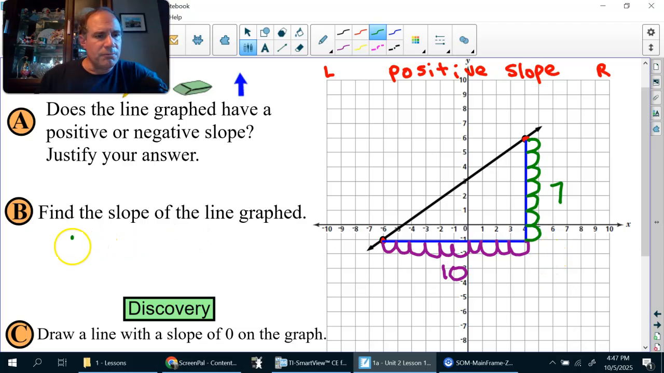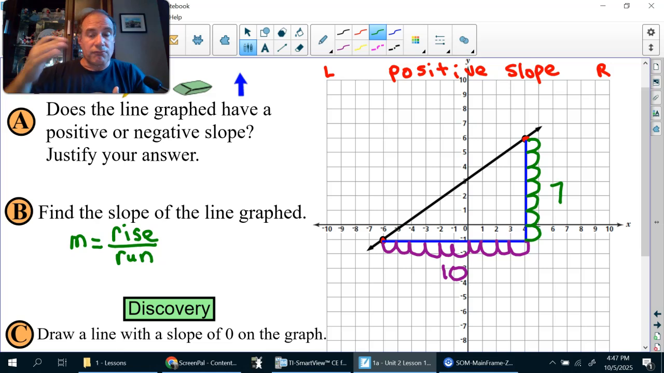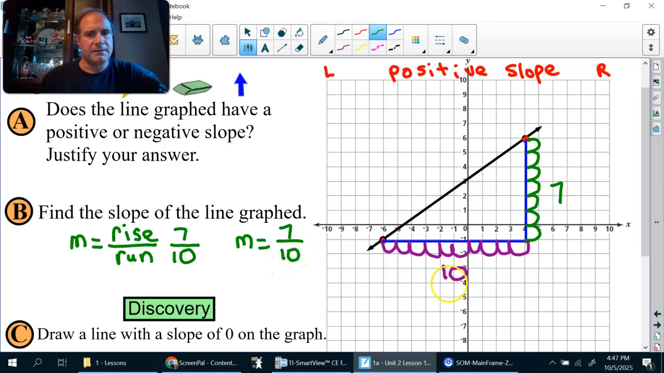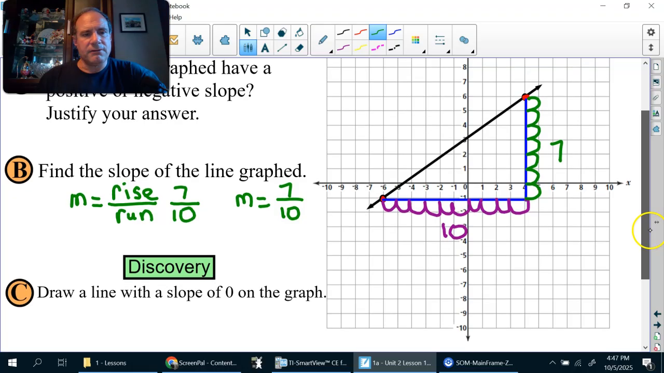So find the slope. You're going to use the formula M is slope, rise over run. That measures the incline or decline of a line. So the rise is 7. You see how you have 7? That's up or down. Rise is 7. And the run, right or left, is 10. So the slope is 7 over 10. And you leave it like that. Right? And that is how you figure out slope.